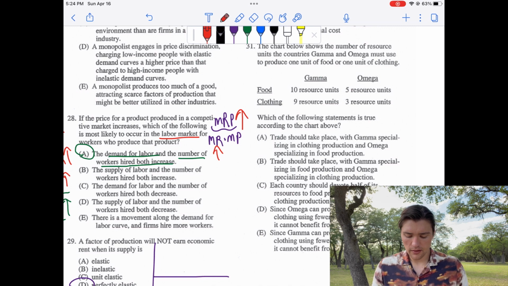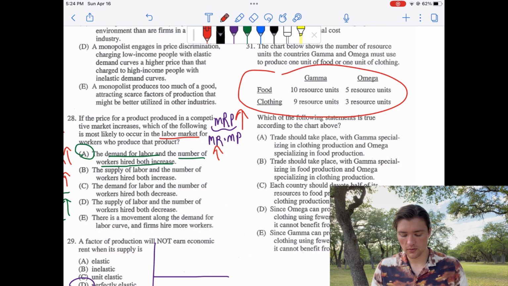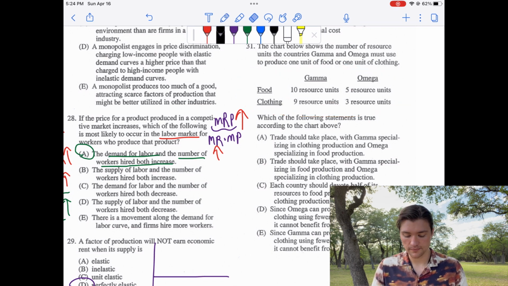So the only real way to solve these kinds of questions is if you turn the resource units into production numbers. So we are given the resource units. Now, resource units could be anything. It could be Gamma needs 10 people to make one food, or 9 units to make one food. So the resource units could be anything. Okay, but we're using the units to make 1 unit of food or 1 unit of clothing.